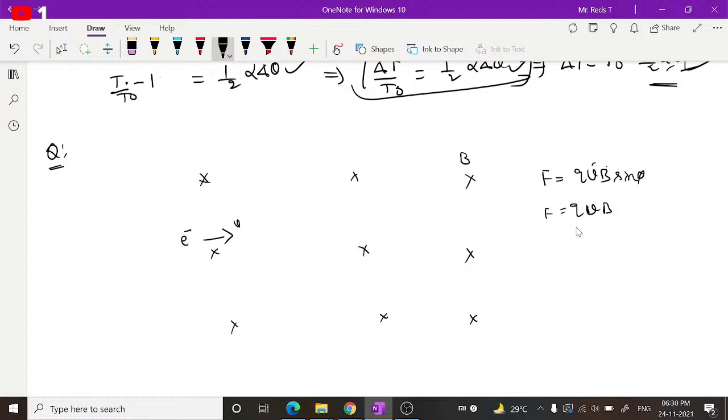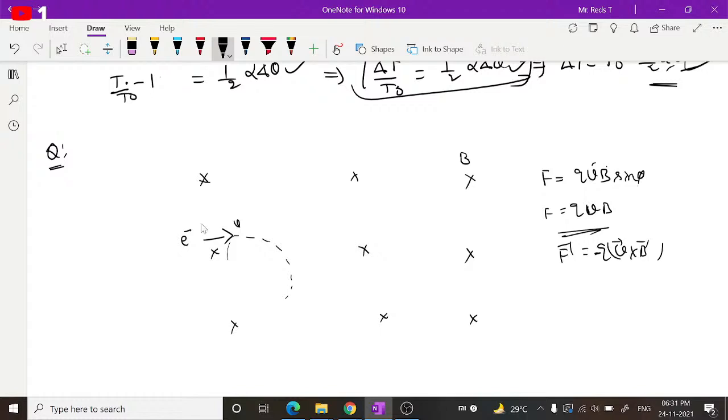In which direction it acts is given by Q into V cross B. The direction of V cross B is the direction of force if the charge is positive. The direction of force will be perpendicular to this. I can use the right hand thumb rule to represent that. Whereas if the charge is negative, then the force direction will be opposite to the cross product. So V cross B, with B into the plane, will be upwards. If it is a positive charge, force will be in the upward direction. Because it is a negative charge, force will be downward, so it will deviate in this direction.